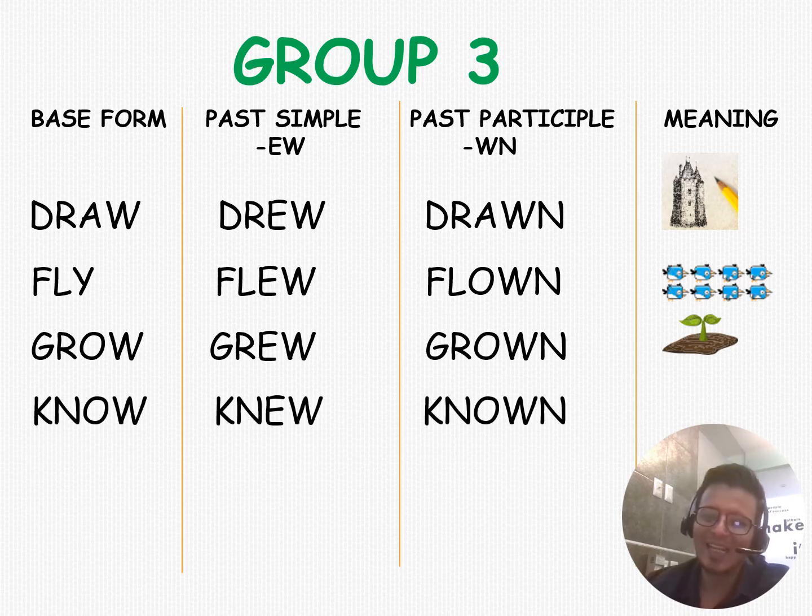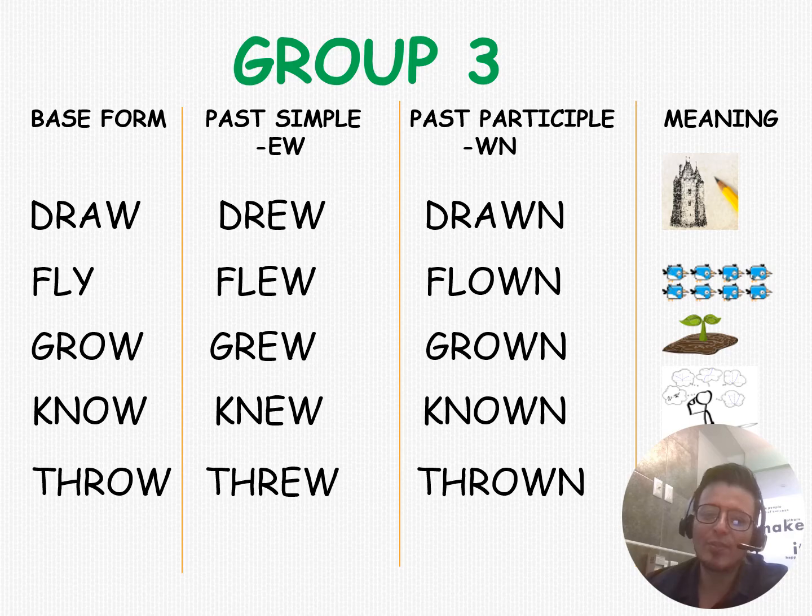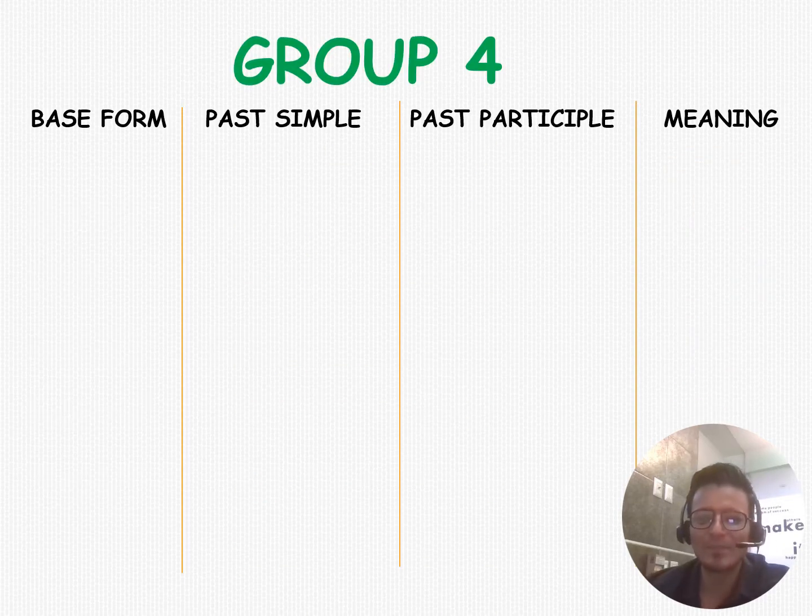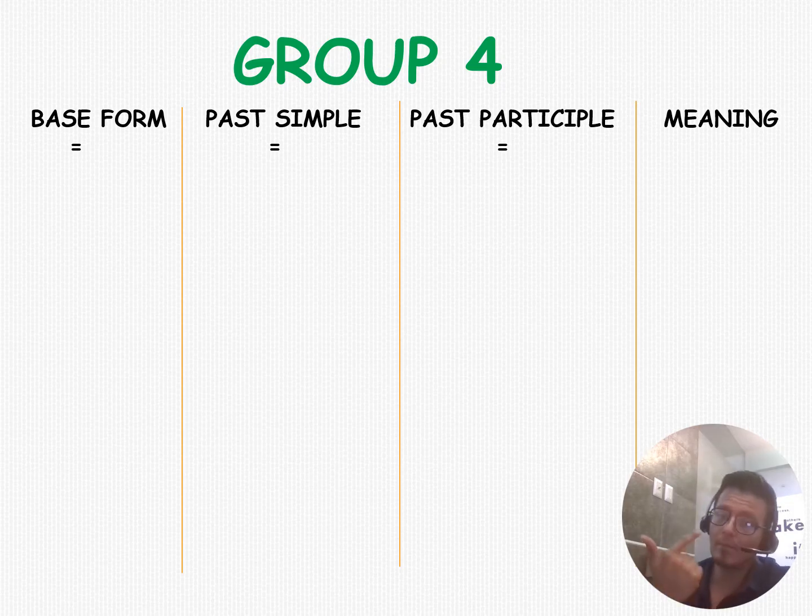Know, knew, known. Throw, threw, thrown. And then group 4 are the ones that stay the same. They don't change. That means that in its base form, simple past and participle, you are using the same verb.